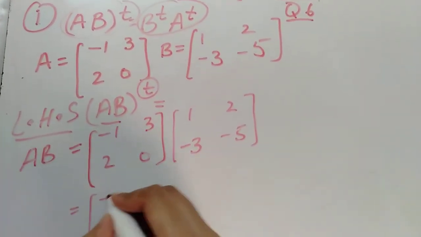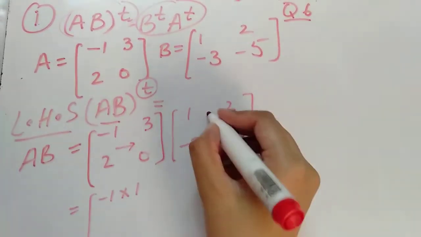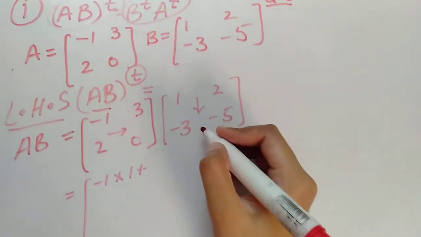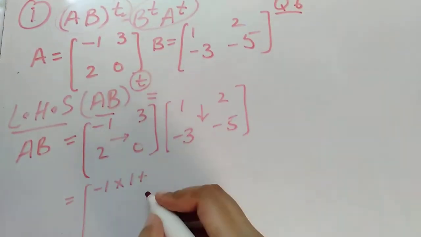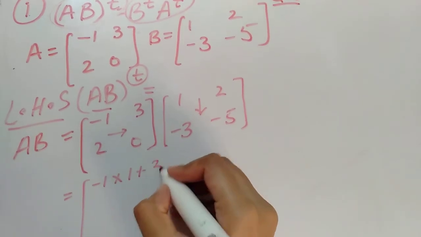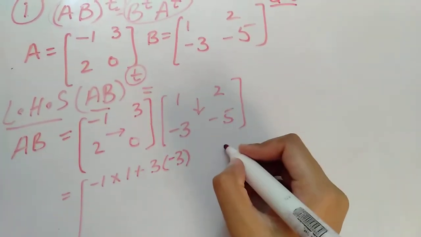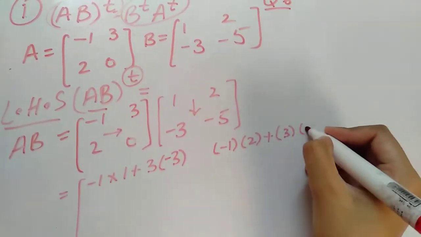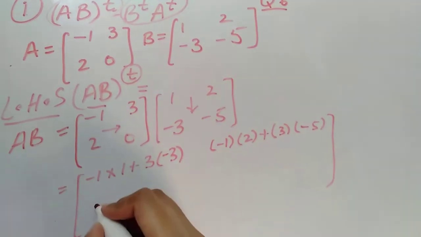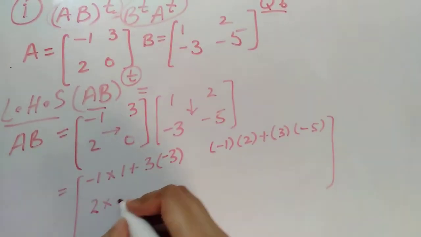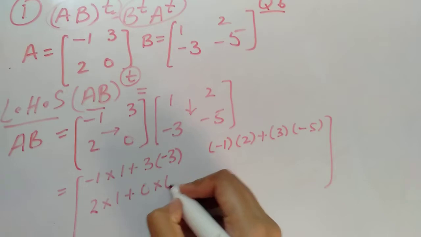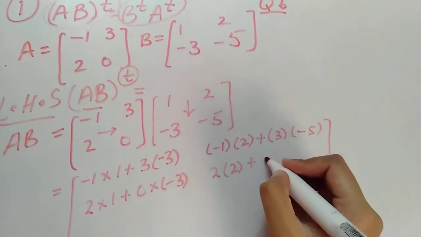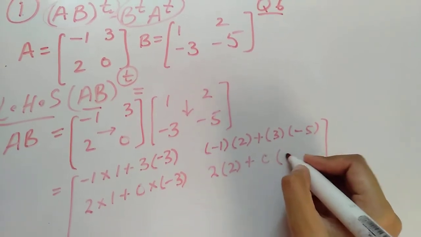Now we will multiply them. -1 into 1, mark the arrows. To multiply, it's your choice to mark the arrows, but it will be comfortable when you mark them. -1 into 1 plus 3 into -3. Now -1 into 2 plus 3 into -5. Now 2 into 1 plus 0 into -3. Now 2 into 2 plus 0 into -5.